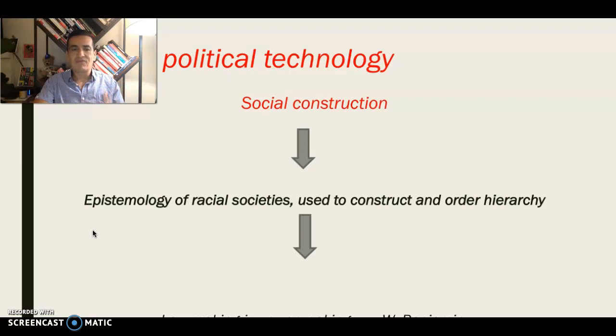And then that informs the epistemology of racial societies. Remember, epistemology is that term, that philosophical field. For us, it's that field of the study of knowledge, the production of knowledge. So it's the knowledge of racial societies that are used to construct and order hierarchy. And that informs how laws are made. This is how white supremacy is produced, right? Or what folks today may call systemic racism, structural racism. We refer to it as the framework of white supremacy, right?